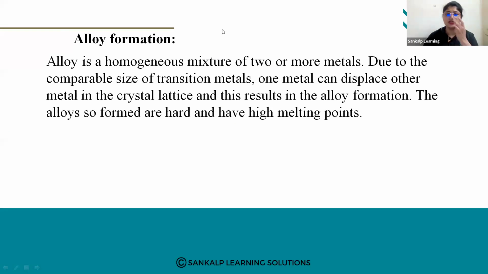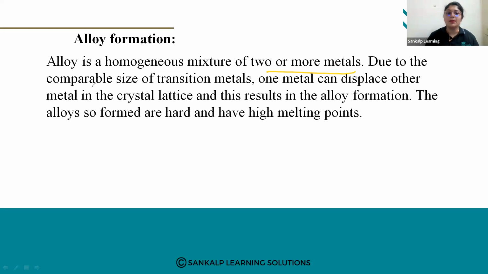Next is alloy formation. So do you know what an alloy is? An alloy is a homogeneous mixture. Homogeneous mixture means that two or more substances combine uniformly, without any separation. So an alloy is formed by a homogeneous mixture of two or more metals. When two or more metals combine, they form an alloy.